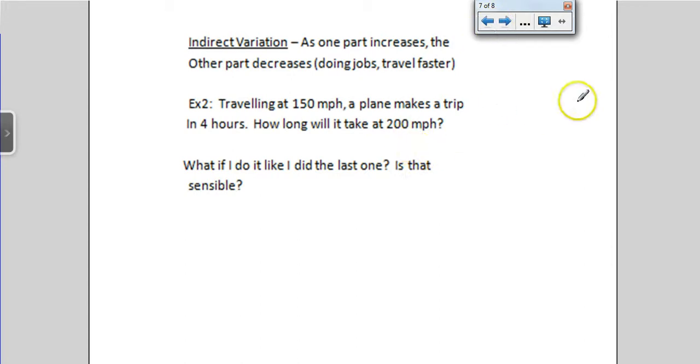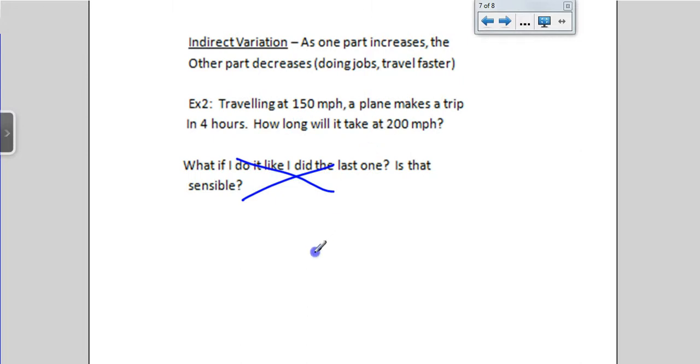Indirect variation. This is the kind of relationship where as one variable increases, the other variable will actually decrease. So we can't actually set up a direct proportion for this. So if I did it like the last problem, and I'm not even going to do it because I know it doesn't work, I'm going to end up saying that when I go 150 miles per hour, it takes me 4 hours. And if I speed up to 200 miles per hour, a proportion is going to give me a number larger than 4 hours. Now that doesn't make any sense at all because the faster this plane travels, the less amount of time it should take.